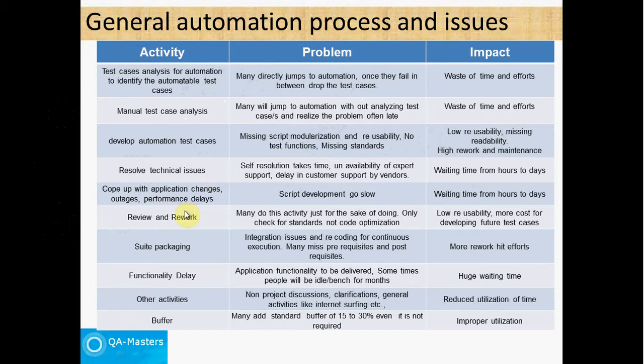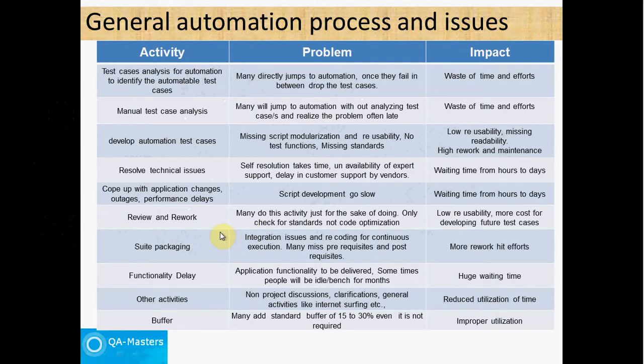Application changes, environment outages and performance issues delay the automation script development. There will be waiting time, sometimes from hours to days. Review and rework. This is a good process to follow, but many will do it for the sake of doing it, or just verify the standards, not the code optimization. This leads to low reusability and more cost for future script development.